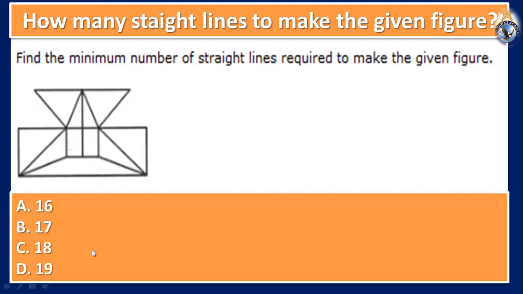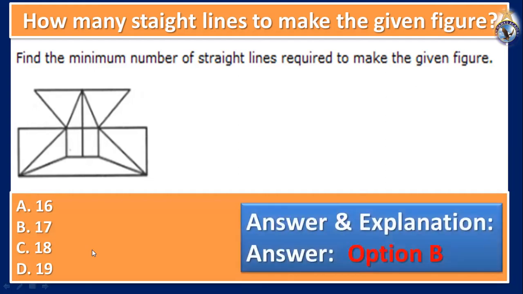So let me show you. Please read this. The answer is coming. B. B. So how many lines? 17. And what was your answer? C. Your answer was C. How many lines have you counted? 18. 18. So one more line is there. So you have counted one more than the correct answer.